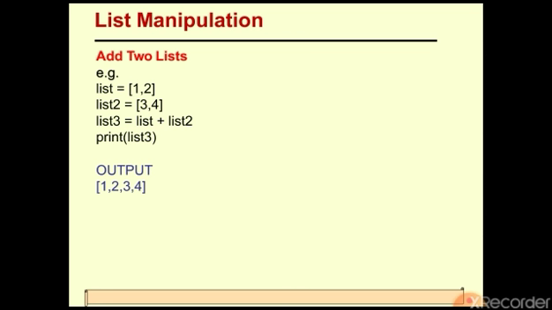What is this plus operator doing here? The plus operator is used here for adding the two lists. It will simply add the two lists, and here we are printing list3, which is the output. What output will we get here? It will be 1 2 3 4, which is the addition of the two lists, list1 and list2.